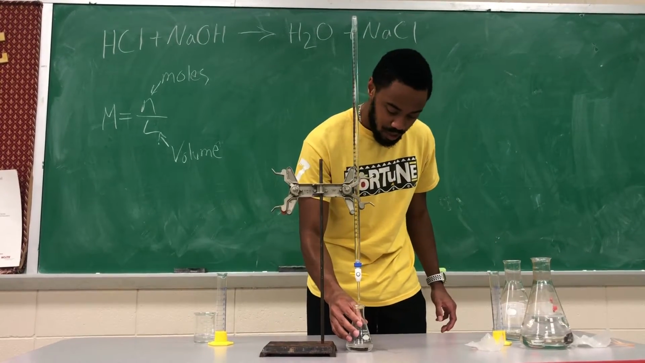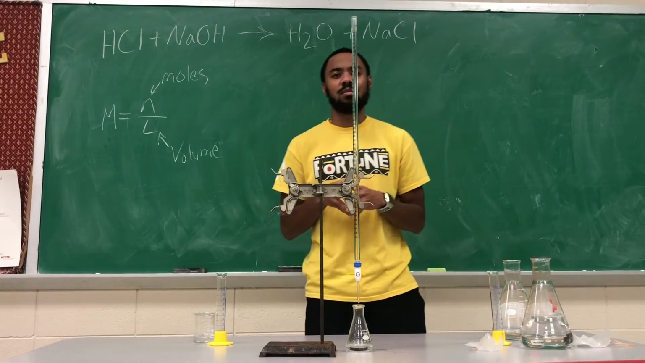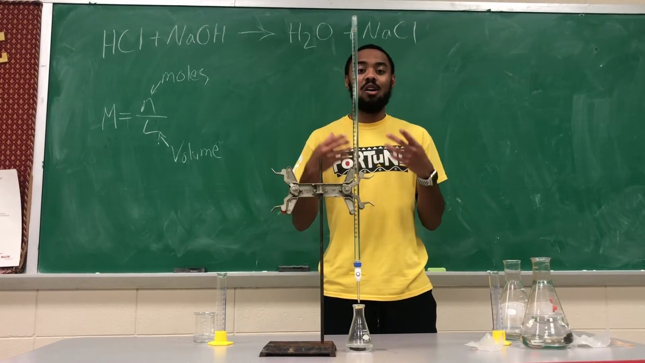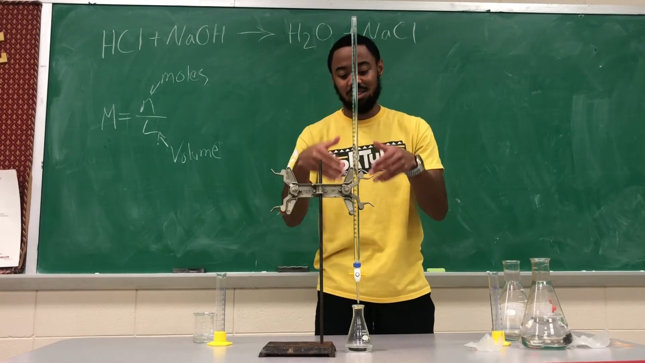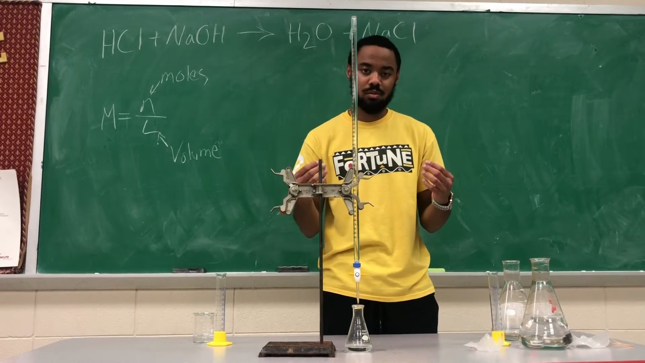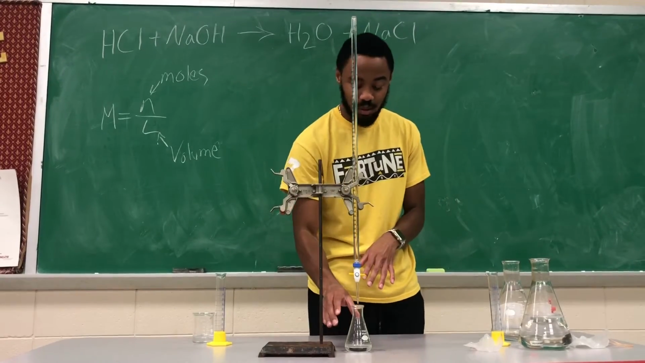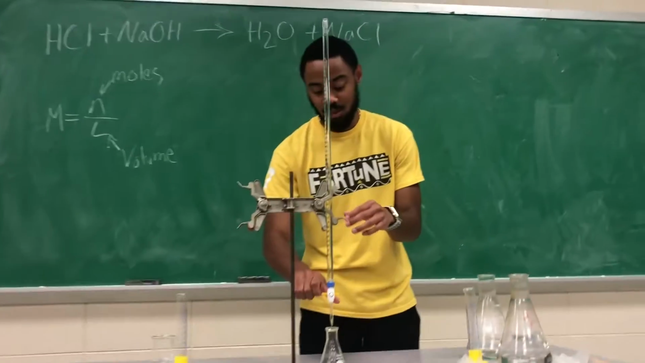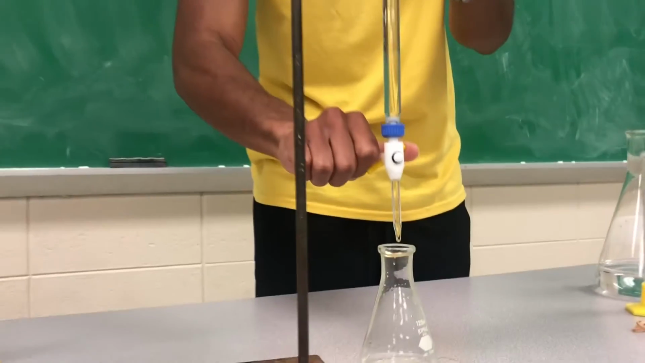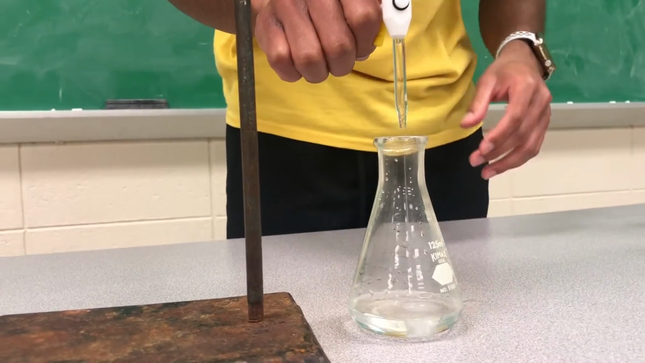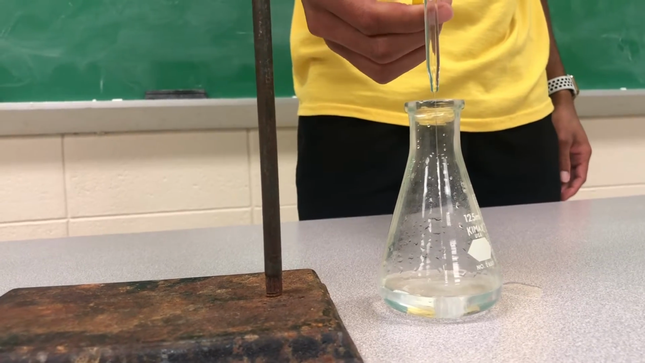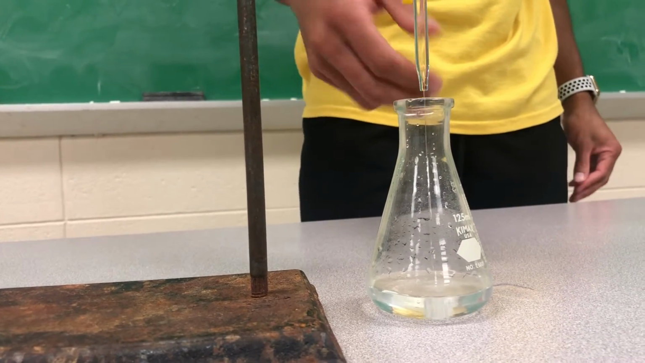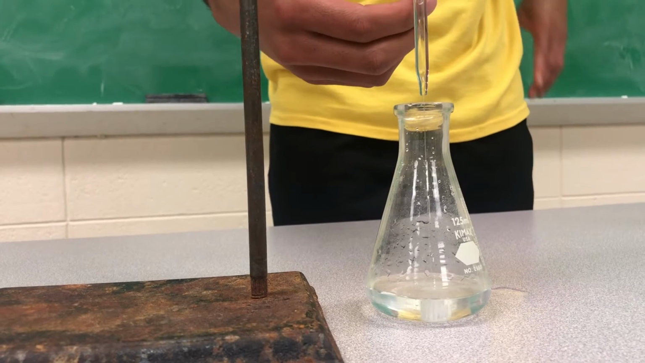Our data collection is going to be determined by the volume that it takes in order to get this base into this acid to make it neutral. So we have our acid right here, and we're trying to see at what point it will become neutral. As we begin to allow some of the base to get in, you kind of just let it go. But as you see pink beginning to form, you want to slow down so that you can get the most accurate points.